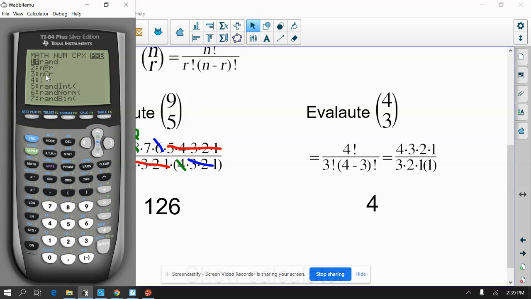And there's nCr. But the syntax of this program is that you have to identify n first before you even go to that menu. So n is 9. So you have to press 9 first and then go to math, probability, number 3. And then it spaces it out. 9 is n. Now the r value is 5. So you press 5. And then now we press enter and we get 126.